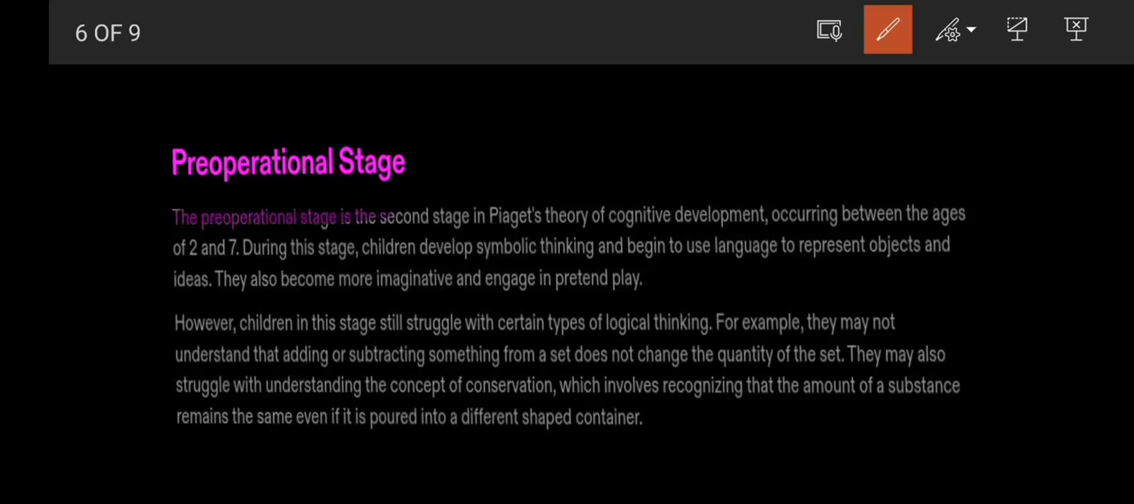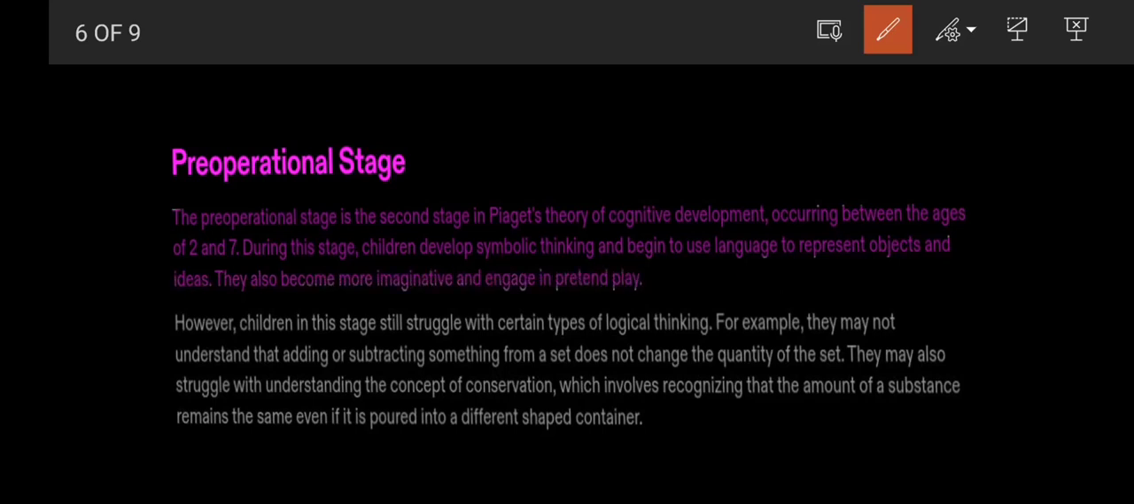The pre-operational stage is the second stage in Piaget's theory of cognitive development, occurring between the ages of 2 and 7. It will occur when the child is between the ages of 2 and 7. During this stage, children develop symbolic thinking and begin to use language to represent objects and ideas. They also become more imaginative and engage in pretend play.